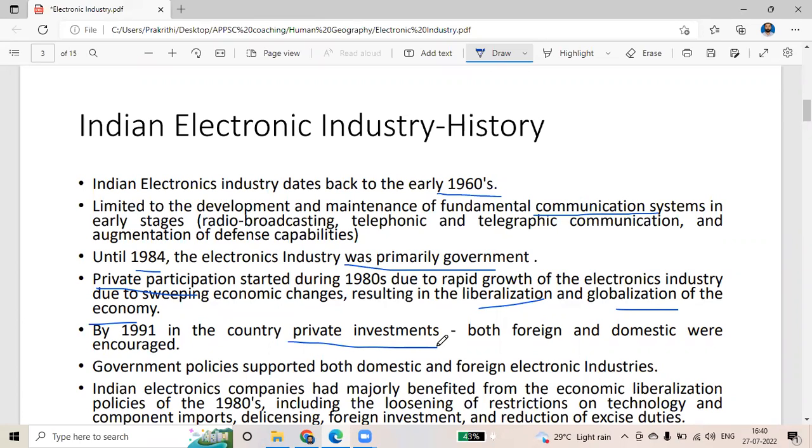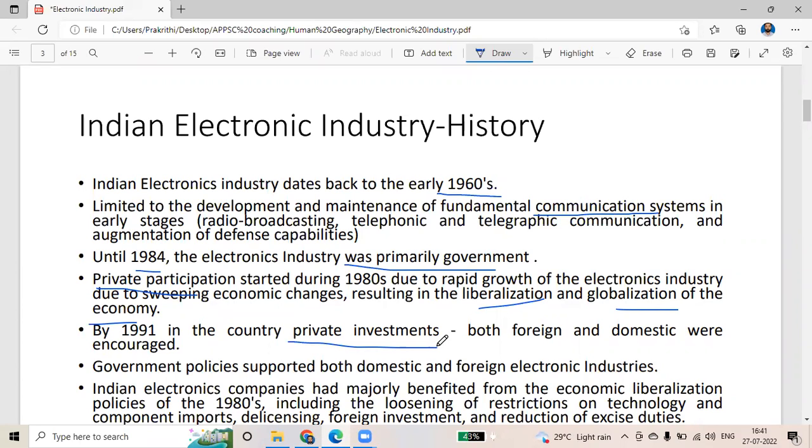So it was a dynamic change that happened during the 1990s. So 60s से शुरू हुआ है, till for 20 years it was purely under the control of government of India का नीचे था. But after the 1980s, the concept has changed.